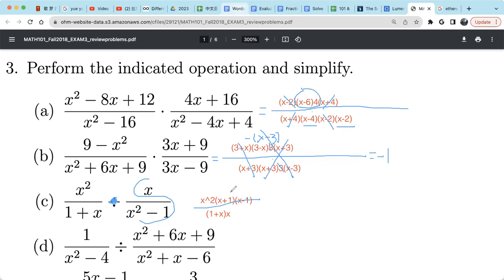So now I look for common factors. And then x cancels with x squared. That leaves us with x times x minus 1.